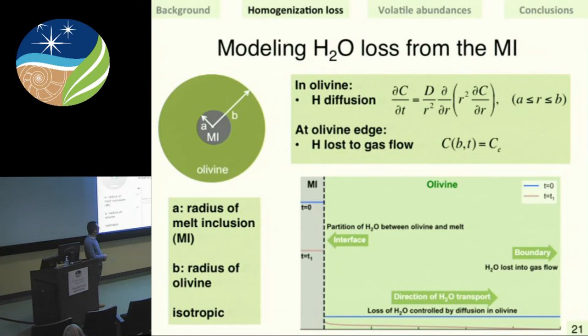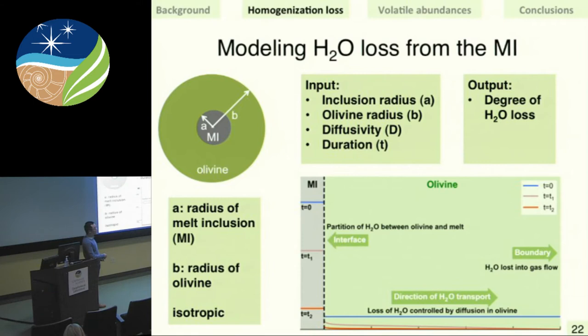As diffusion goes by, we have the transport of water gradually from the melting solution through the olivine grain into the gas in the vertical furnace. Given more time, we will have a higher degree of water loss from the melting solution, resulting in an even lower concentration in the melting solution. So now we have this model in hand.